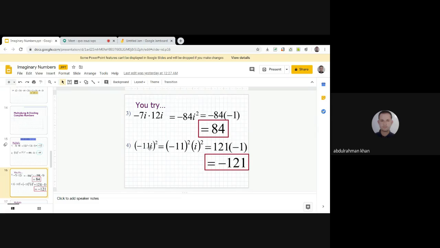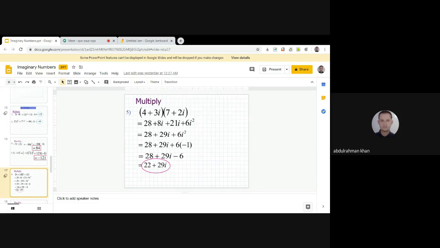Minus 11i whole power square. So write separately minus 11 power 2 and i power 2. First of all, any even power of minus will become directly plus. So the minus becomes plus. 11 power 2 is 121, which means 11 times 11, 121. And i square is minus 1. So again, 121 times minus 1, the answer is minus 121.